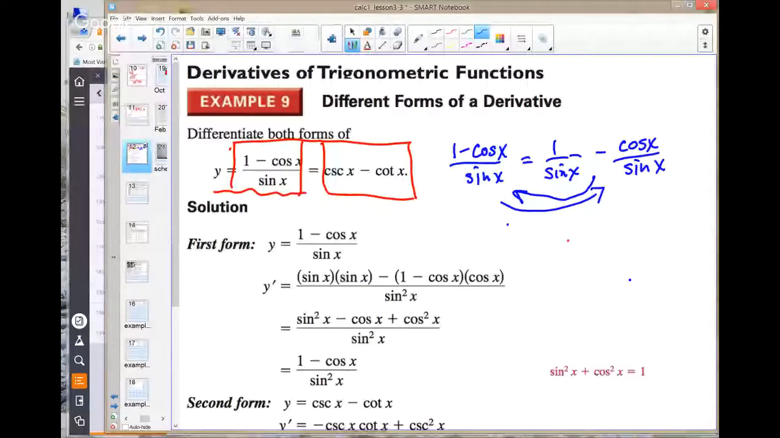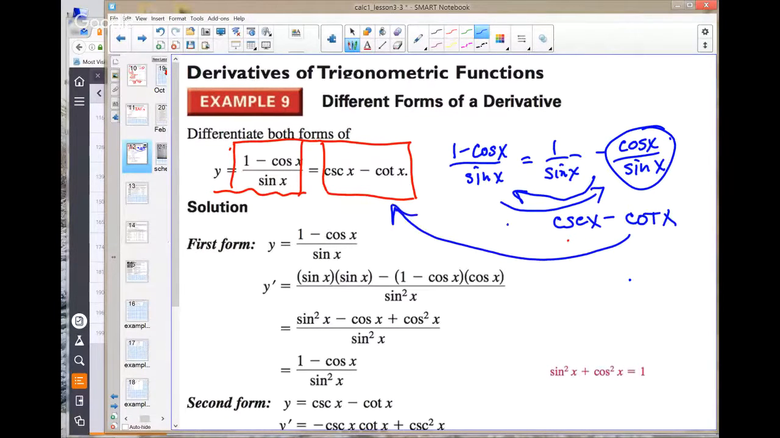Well, what is 1 over sine? Cosecant x. And what is this? I don't know if you recognize that. That's cotangent x. So do you see now where they got this? Those two sides are really equal. Now the question is, what if we took the derivative of the left and the derivative on the right? Would we get the same answer? We should, because they're equal. And of course we do.